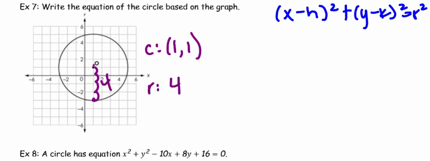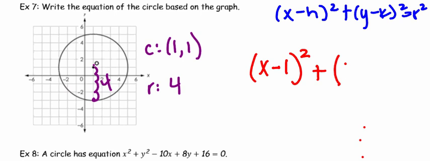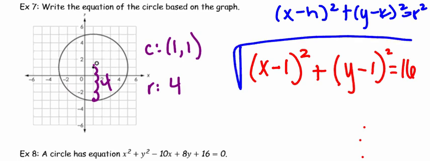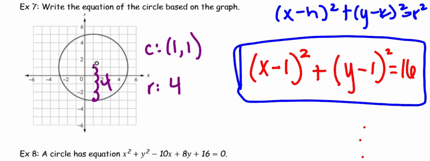And then we're going to plug these things into our generic equation. So we're going to have x minus h, where h is the x coordinate of my center, which is 1. So we're going to have (x minus 1) squared, plus (y minus k), where k is the y coordinate of your center, which is 1. So (y minus 1) squared equals the radius squared. So 4 is your radius, so 4 squared is 16. There is your equation, all nice and pretty. So that's one way you can write the equation from a picture.